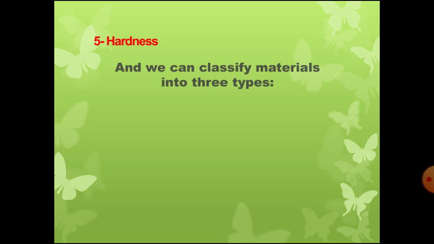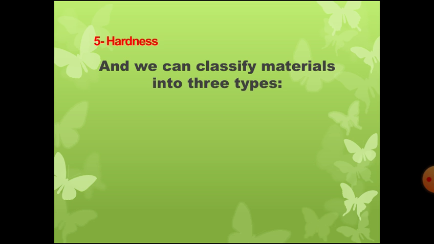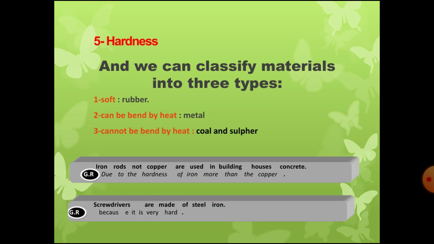Number five is hardness. We can classify materials into three types. Number one, soft materials, like rubber. Number two, materials that can be bent by heat. What do you mean by can be bent? Can be softened by heat, like metals. Metals like what? Iron, copper, and aluminum. And number three, materials that cannot be bent by heat, like coal and sulfur.